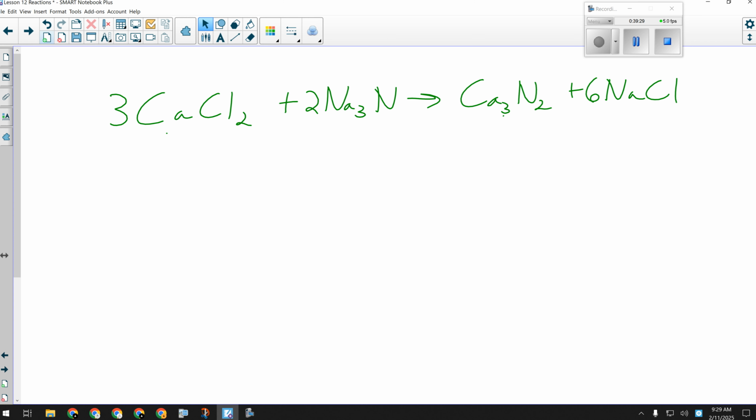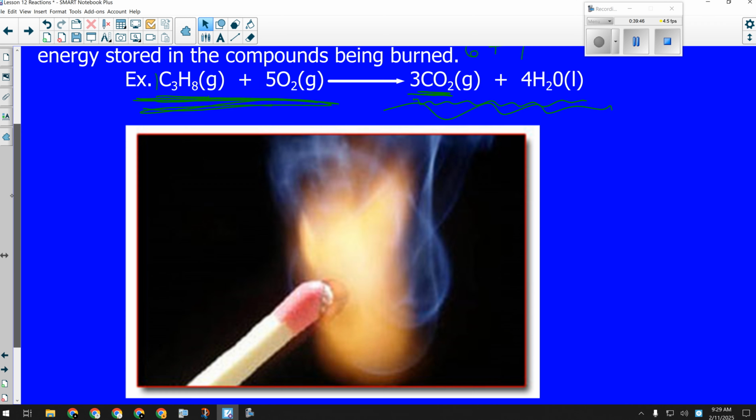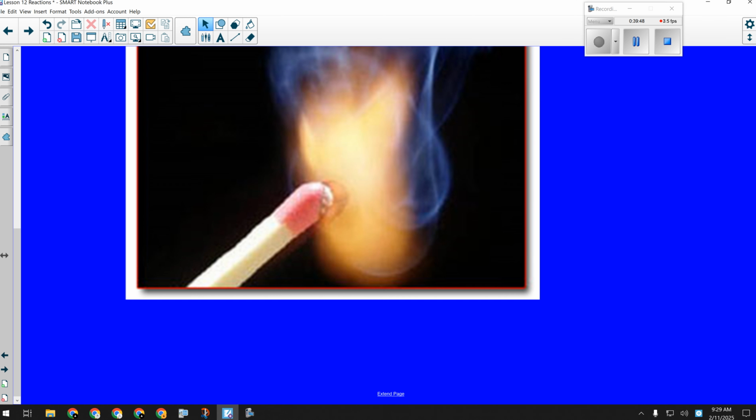Easy. Combustion reactions work different. Okay? They have their own special set of rules because they just got to be different. Right? They're that kind of reaction. Got to be different. Okay, so in a combustion reaction, I'm just gonna put a different one up here.